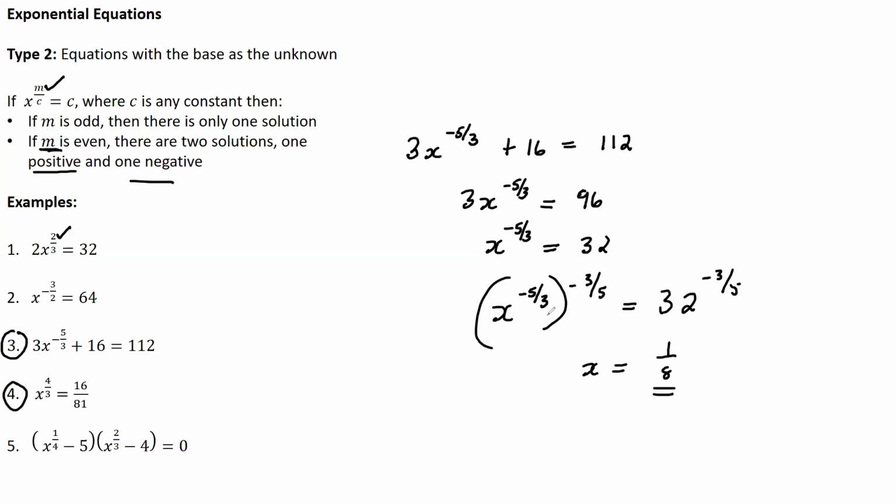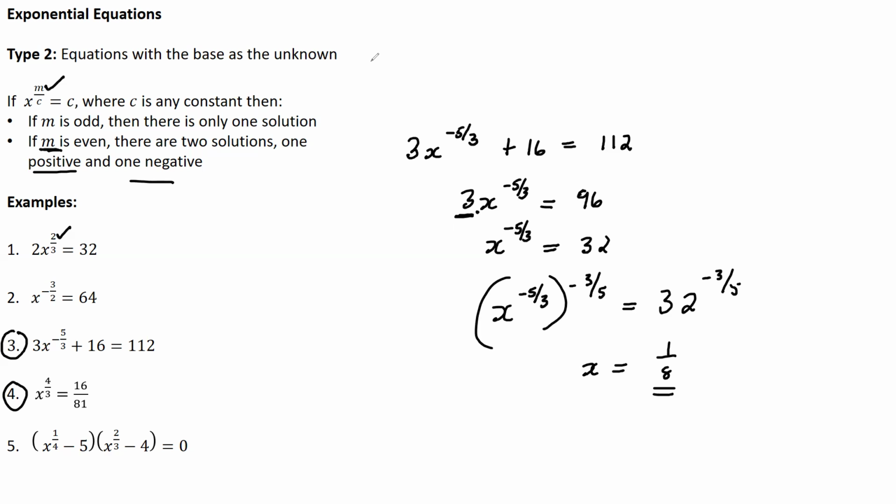1 over 8. Is it 1 over 8? Confirm with me, fam, if you got 1 over 8. All right. Yes, yes, yes. How did I get 32? Someone's asking. I divided both sides by 3. Divide 96 by 3, you get 32, so that you can remain with x on its own there, and then you raise it to the reciprocal, and eventually you're winning. X is 1 over 8.